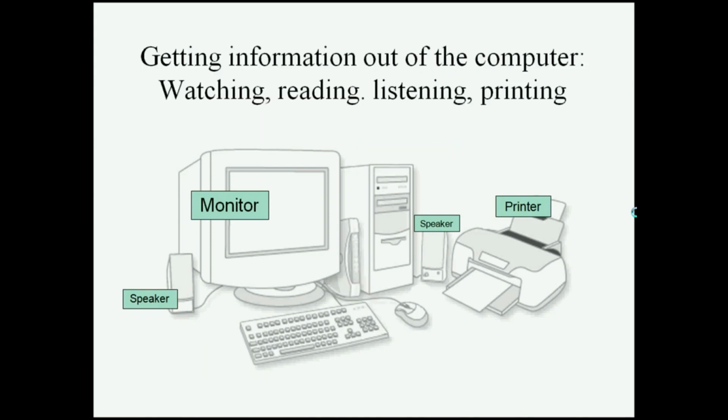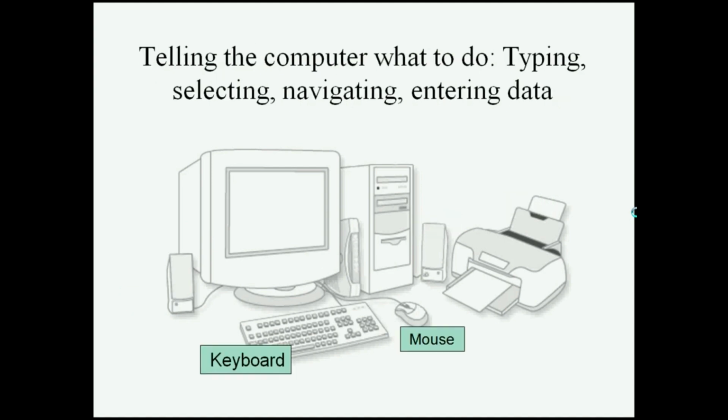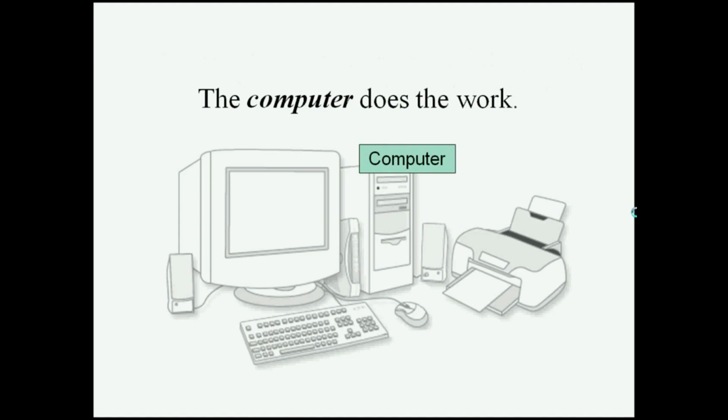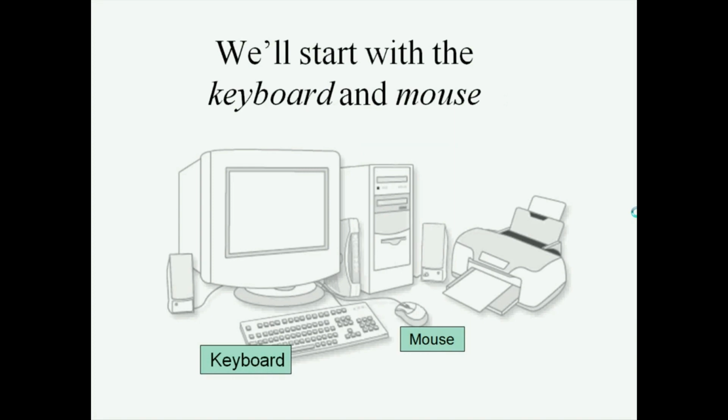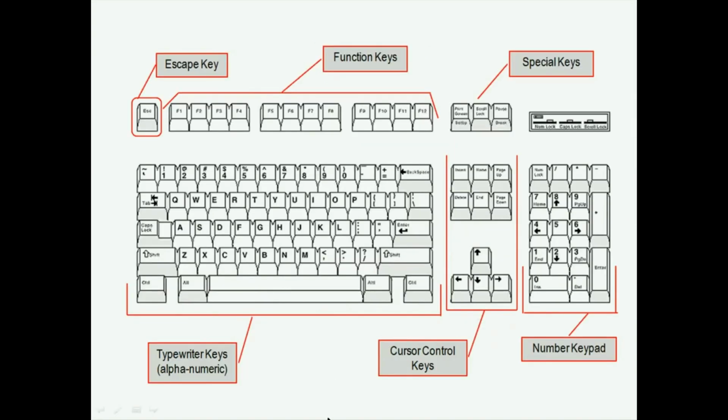Now, you can think about the monitor, the speaker, and the printer as three different ways to get information out of the computer, by watching, reading, listening, and printing. There's only two ways to get, immediately anyway, information into the computer, and that's the keyboard and the mouse. But the computer is what does the work. We'll start with the keyboard and the mouse. Let's take a look at the keyboard.